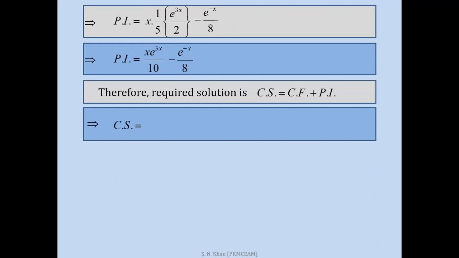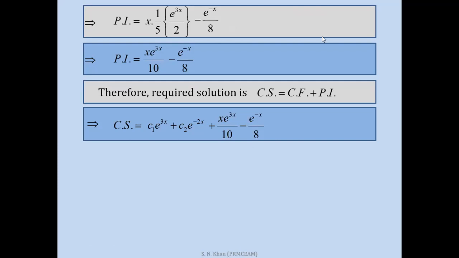सो CF ऑलरेडी हमने कैलकुलेट किया था, CF का वैल्यू C1 e to the power 3x plus C2 e to the power minus 2x. And value of PI it is x into e to the power 3x/2 upon 2 and minus e to the power minus x upon 8. So which is the required solution of given differential equation.